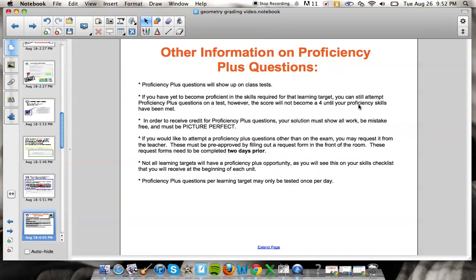Other information about proficiency plus questions. In order to receive credit, your solution must show all of your work, be mistake-free, and it must be picture perfect. Not all learning targets in the unit of study will have a proficiency plus opportunity, as you will see on your checklist, and that information is what you will receive at the beginning of each unit. And proficiency plus questions per learning target may be only tested once per day.